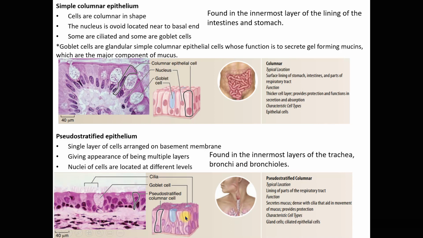This pseudostratified epithelium can be found in the innermost layers of the trachea, bronchi, and bronchioles. Some of these pseudostratified epithelium cells are goblet cells. So if this epithelium is found in the innermost layer of the trachea, this tells you that your trachea must be moist with mucus, because the mucus has mucins that are secreted by these goblet cells in the pseudostratified epithelium.